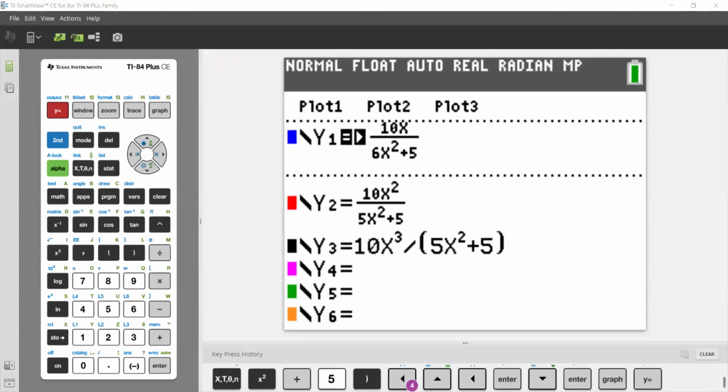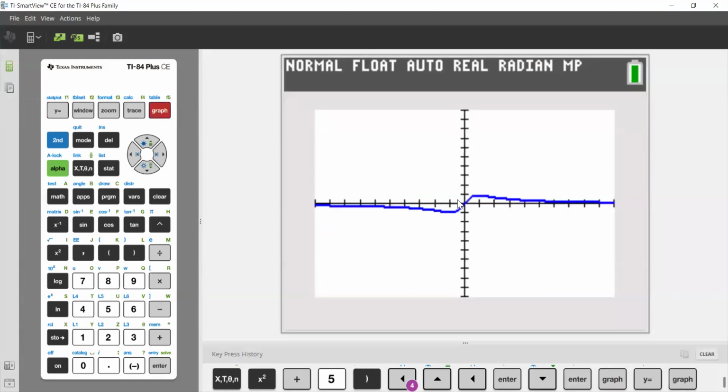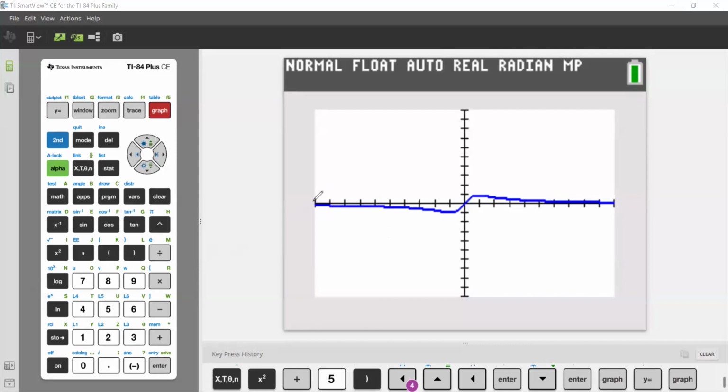I typed in 10x over 6x squared plus 5. If we graph this, you can see how over time the y value is approaching 0. And also, as you go towards negative infinity for x, it's approaching 0. So the horizontal asymptote, if I were to draw it in on the graph, would be this line right here. You can see how overall the graph approaches the horizontal line at y equals 0.